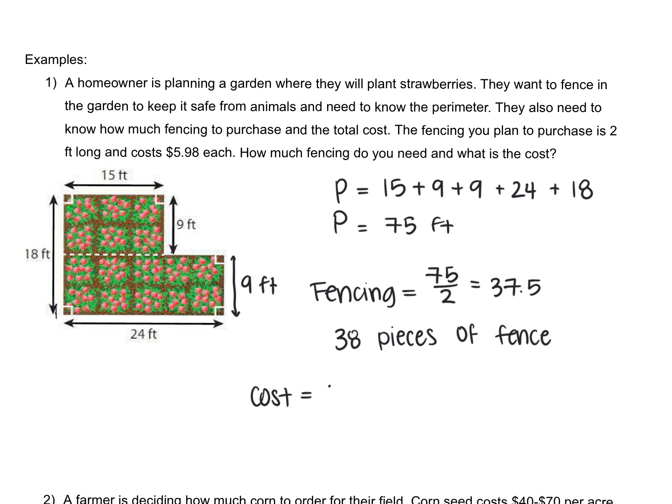So for the cost, it's the number of pieces of fence times how much they each cost, which is $5.98. Which is going to be $277.24.